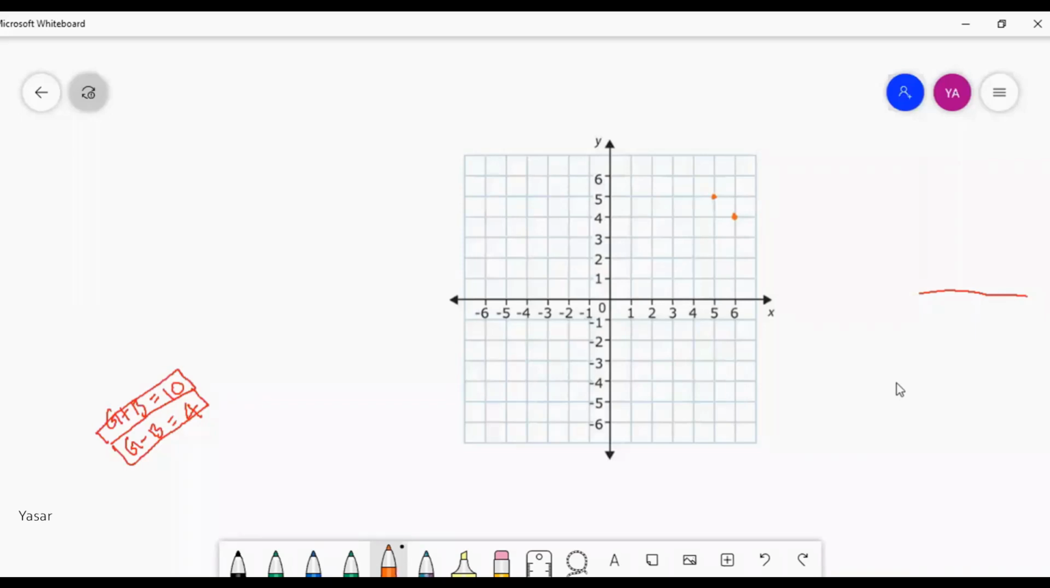For the second equation, G minus B is equal to 4, can you give a solution? 4, 0 is a solution, right? G is equal to 4 and B is equal to 0. Where will 4, 0 come? On the x-axis at number 4. One more point: 5, 1 is another point.